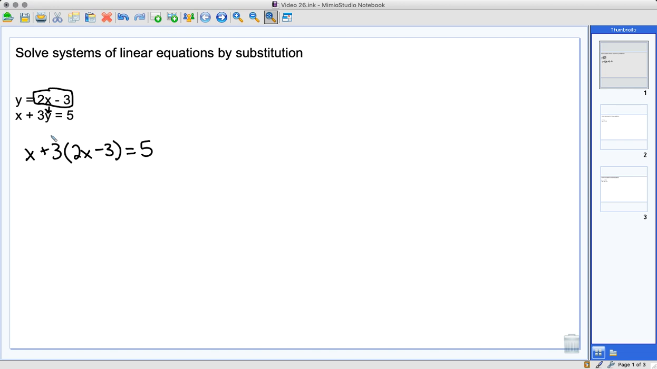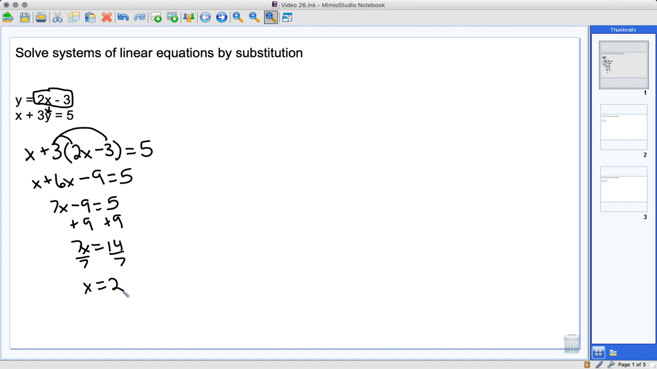Now if you look at this, I've come up with an equation that just has x's in it. So now you can solve it using your algebra skills, because you can solve one variable equations. So distribute, so we get x plus 6x minus 9 equals 5. x plus 6x is 7x. Then we solve it. Plus 9 to both sides. Get 7x equals 14. Divide by 7.